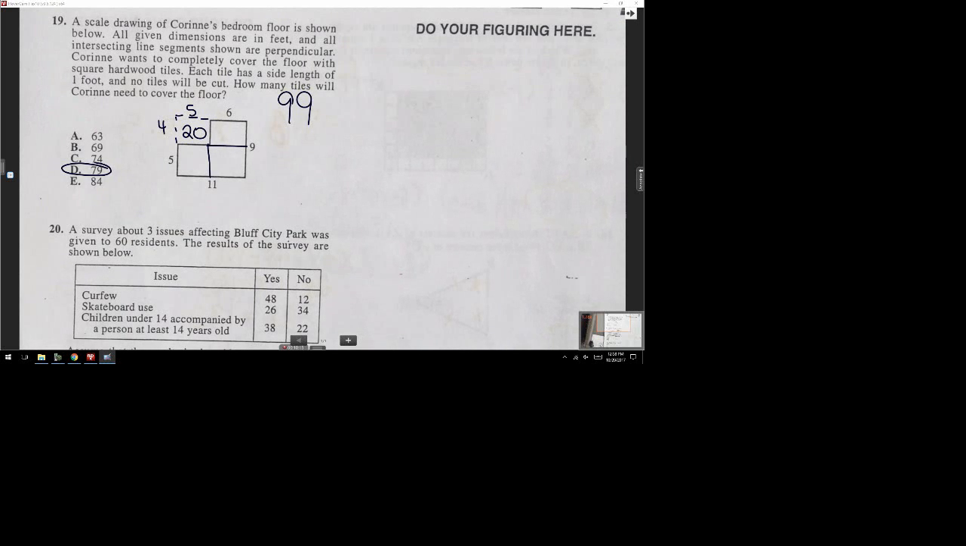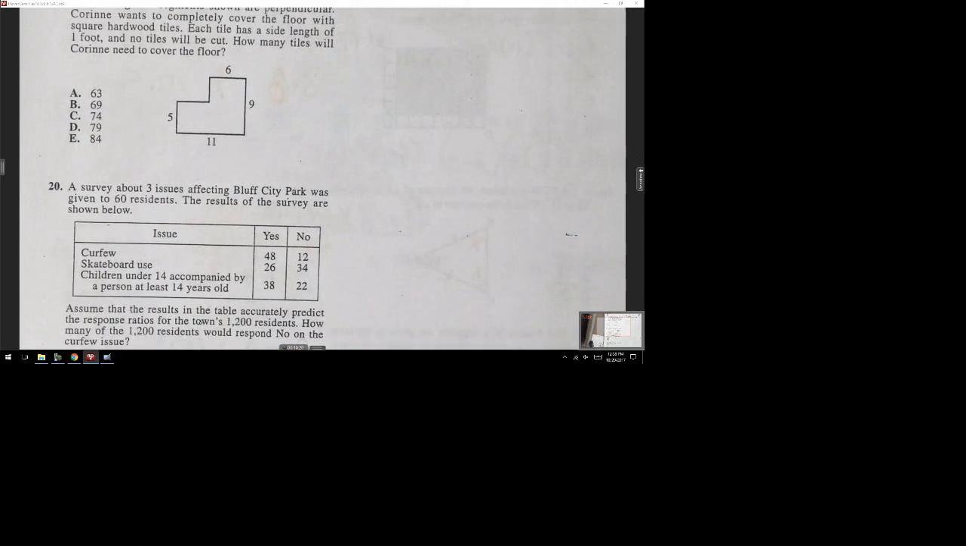What about number 20? Start with the question. Just the question. What's the question ask you? On a curfew issue. So here's curfew, here's no. What number is that? 12 out of how many? 60. Which is 0.2. Okay, that's 20%. Multiplied by 1200. And you get 240. Cross multiply will get you the same answer. Times that by 1200 and you get 240, which is F. Y'all okay so far?